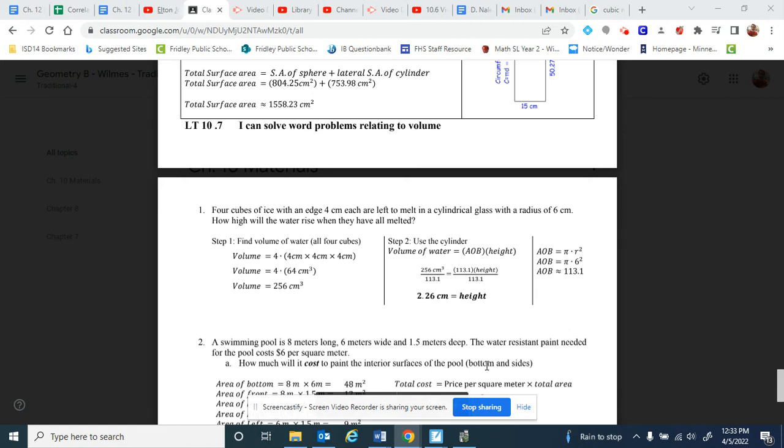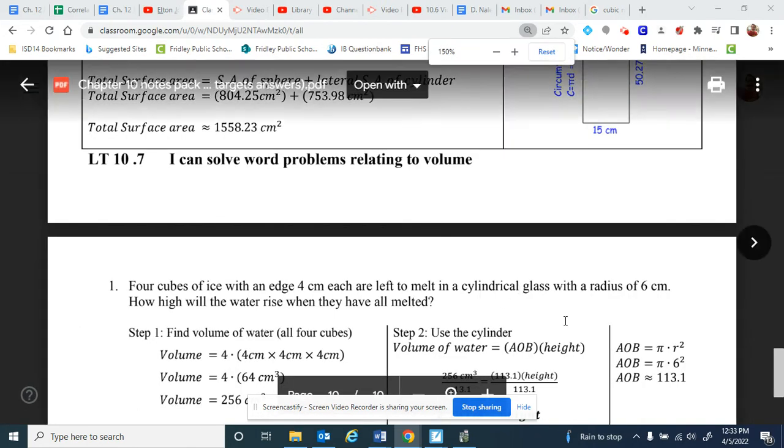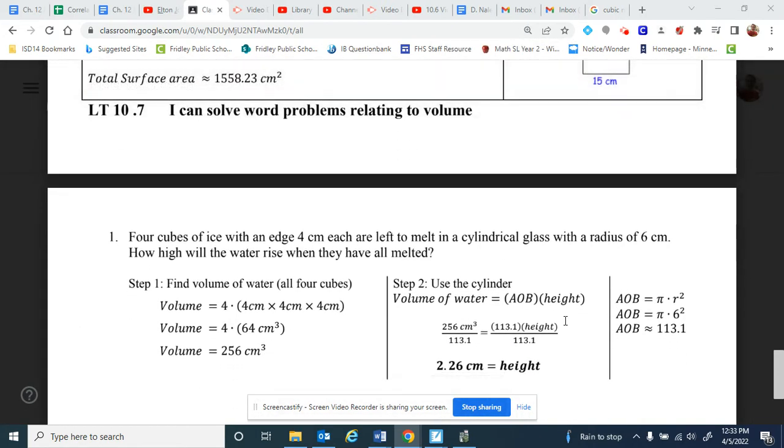Hello, everybody. Welcome to lesson 10.7. And inside of this lesson, we're going to be looking at word problems relating to volume. And here is our first example.